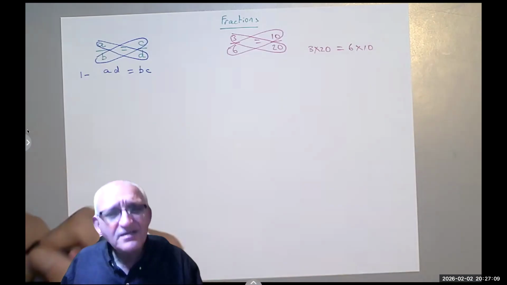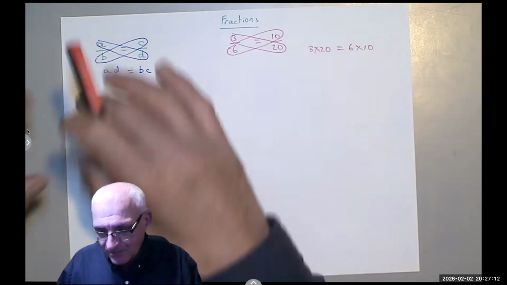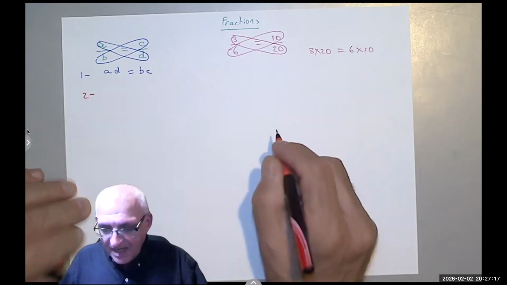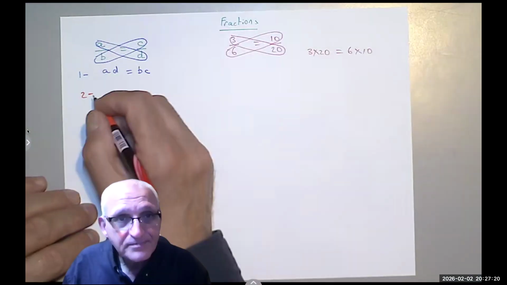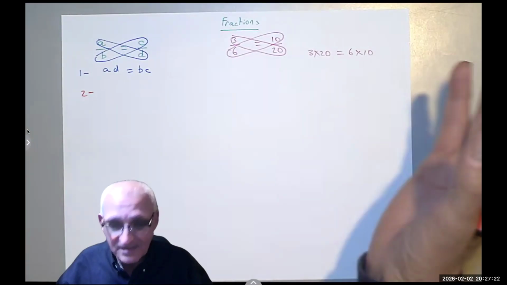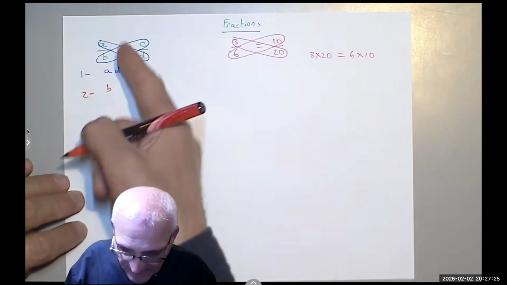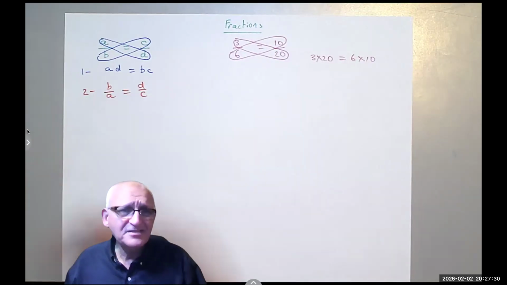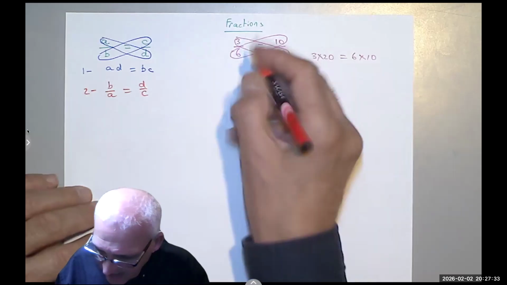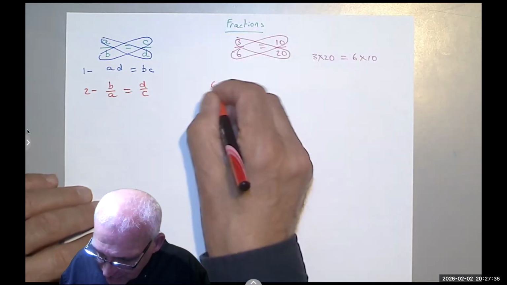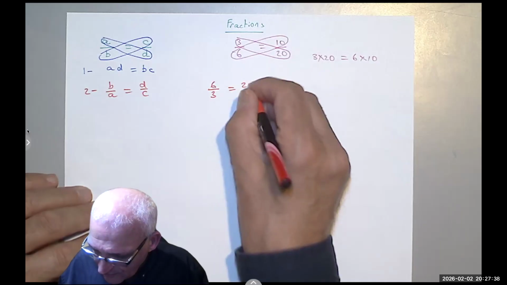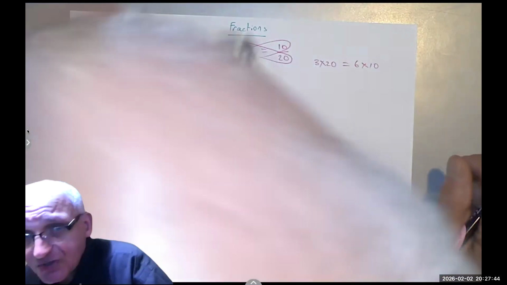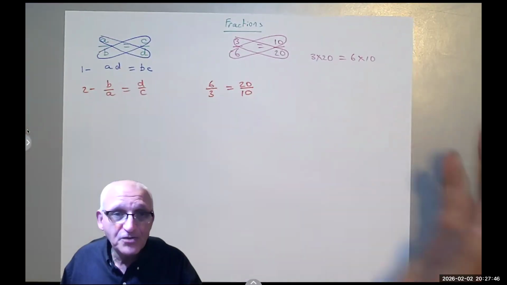But there are some other properties. I will start with the easy ones that you may already know. For example, I can reverse them, make the numerators denominators, and I still get the same thing, right? So if this is true, then B over A equals D over C. Common sense. If I invert these, it would be 6 over 3 equals 20 over 10. Both of them are equal to 2. Okay, so that's also very clear, and I think you already know that.